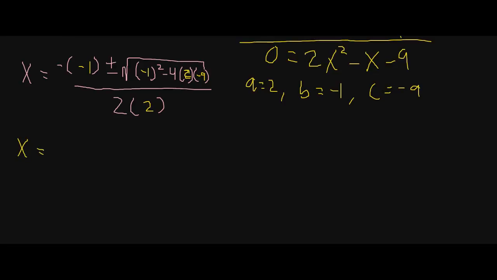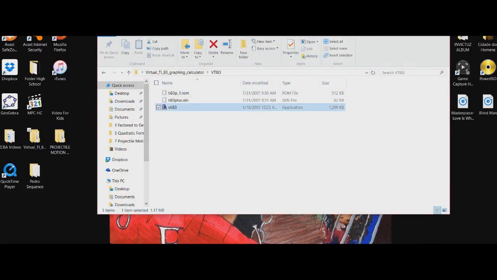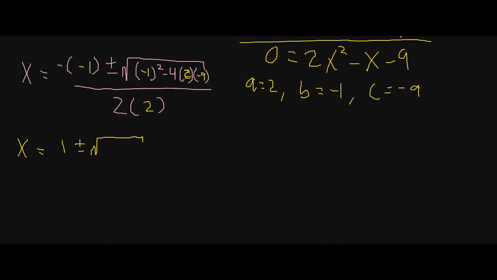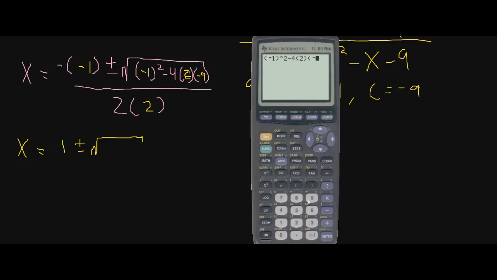So we're going to get x is equal to, well, what's going to happen with the negative and the negative? They're going to cancel, and you're going to get a positive: 1 plus or minus the square root. And like before, I'll go ahead and open up my graphing calculator here and do this whole thing there, right? Let's do -1 squared minus 4. I'm just doing the part inside the radical, times 2 times -9.